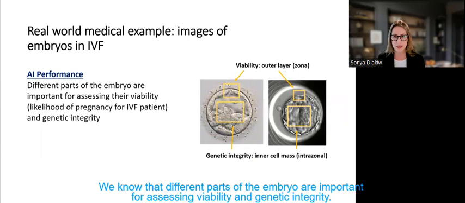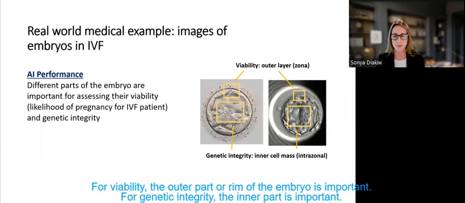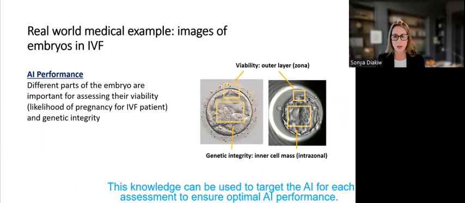We know that different parts of the embryo are important for assessing viability and genetic integrity. For viability, the outer part or rim of the embryo is important. For genetic integrity, the inner part is important. This knowledge can be used to target the AI for each assessment to ensure optimal AI performance.